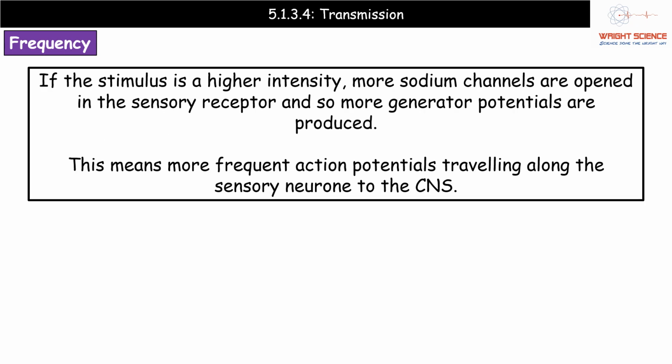So if we have a higher intensity stimulus, that's just going to result in a greater number of those sodium ion gated channels opening, and therefore we're going to get more generator potentials being produced. As a result of the greater number of generator potentials, we're going to get more frequent action potentials, which then travel along that sensory neuron to the central nervous system. That more frequent arrival of action potentials tells the brain this is a stronger stimulus.